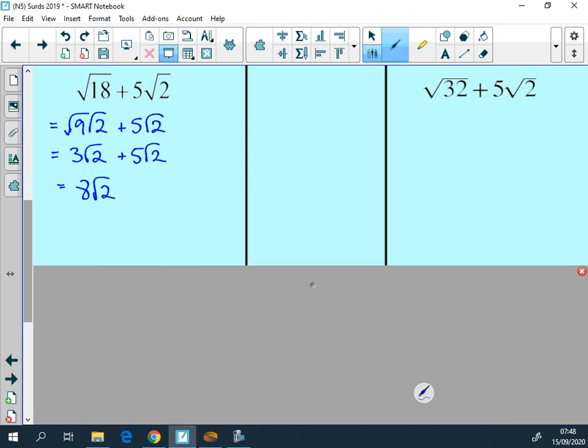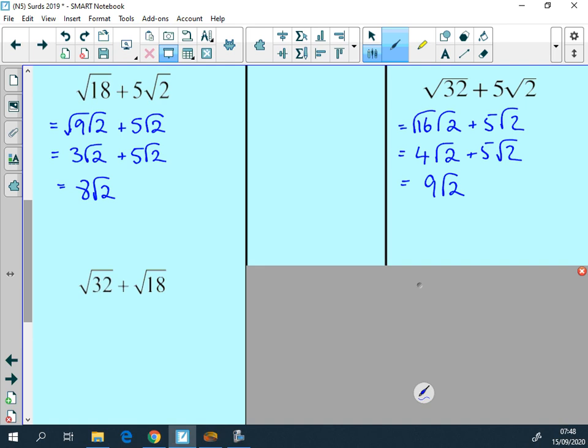Again, press pause, take as long as you need, then press play to see how you got on. Again, 5 root 2 can't be simplified, however, the square root of 32 can. So the square root of 32 is root 16, root 2, add 5 lots of root 2. The square root of 16 is 4, and 5 root 2 stays the same. If I've got 4 lots of root 2 and I'm adding 5 more, I'm going to have 9 lots of root 2 in total.